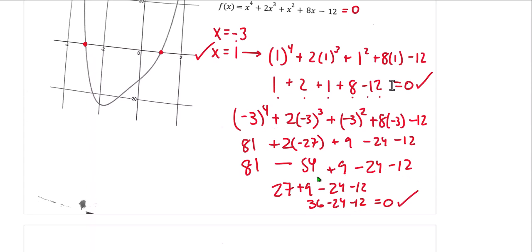And we have verified again that when negative 3 goes into this function for x in all of these x positions, we do indeed get out a 0. So when x equals negative 3, f of x or y equals 0. So negative 3 is indeed a 0 of this function.